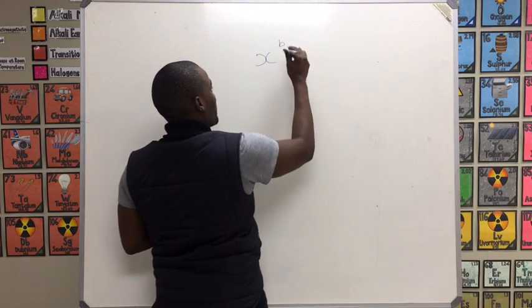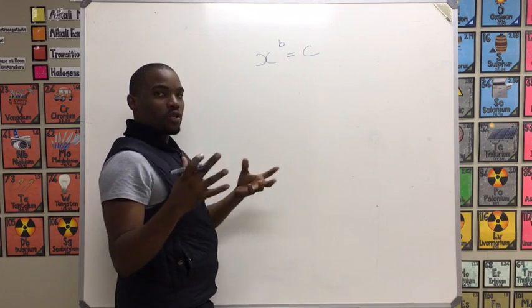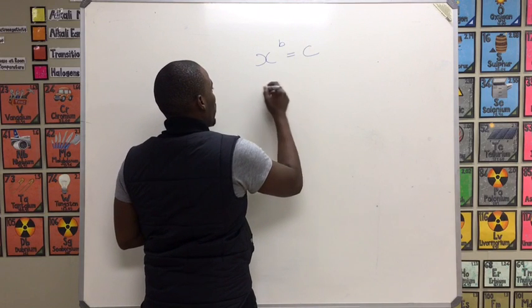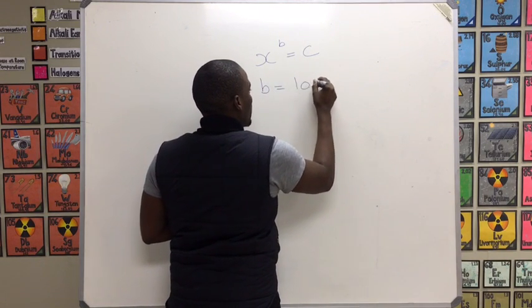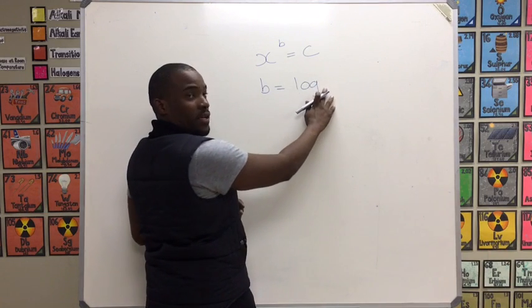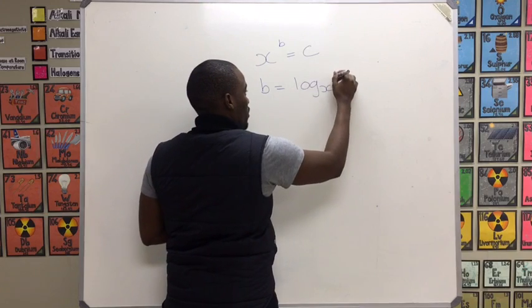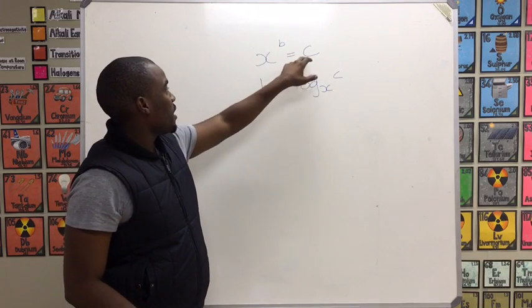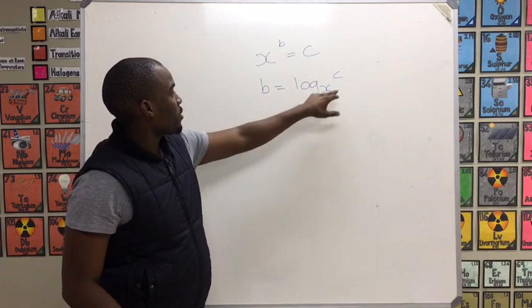So if x to the power of b is equal to c, how do we then find b? If b were to be a variable, then we use the logarithm, right? Remember, the base stays the same, so it's going to be log base x of c. So we simply say b is equal to log base x of c.